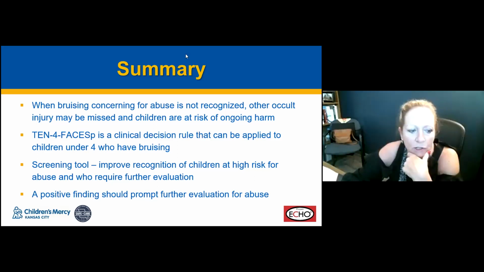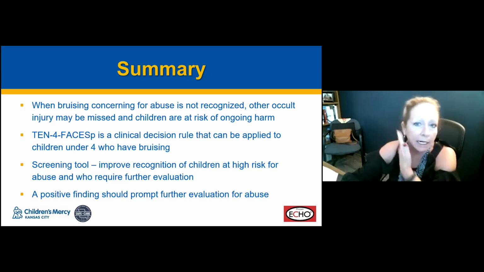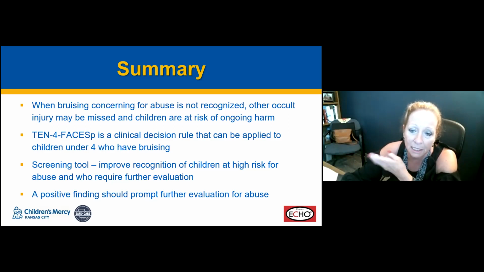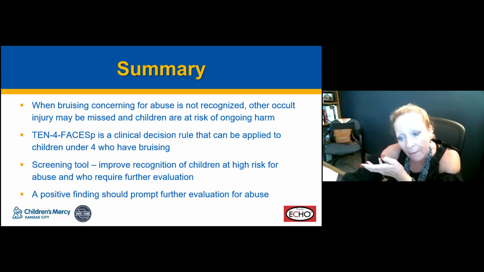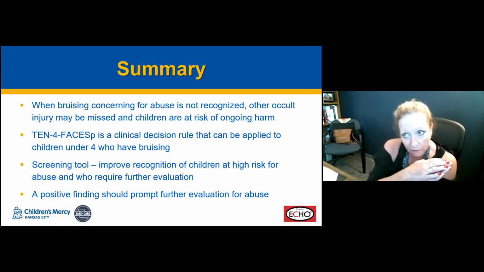This is Susan in Joplin. I just had a quick question. I love the form that shows high risk for abuse areas in different colors. I know it's just a clinical decision tool, but I've also used it to communicate with my teams about why. I just love it. Now I have to remember though, I can only use this in 4 and under.